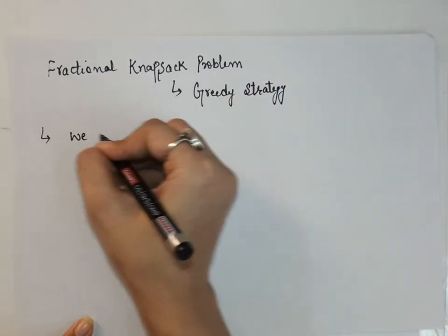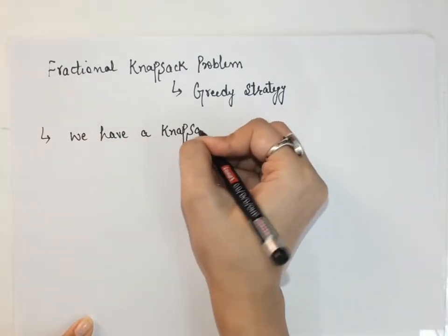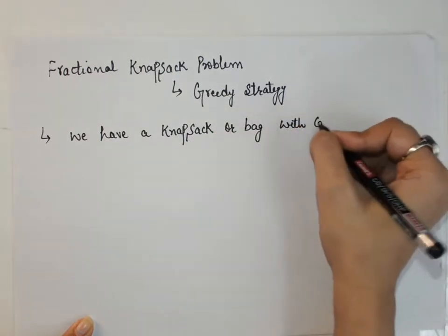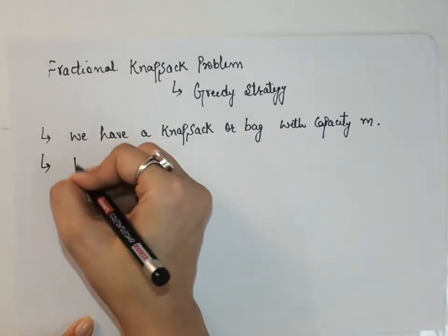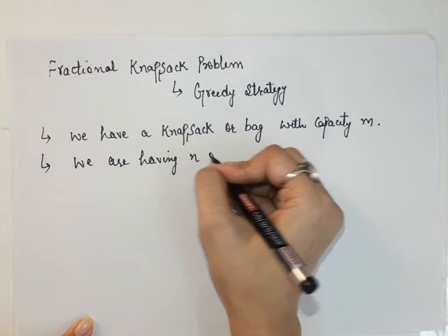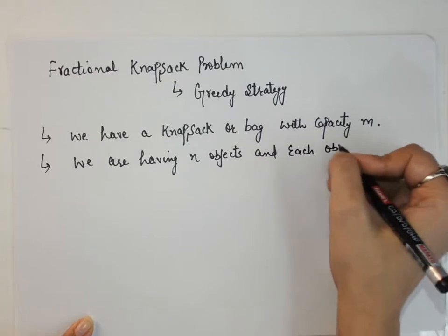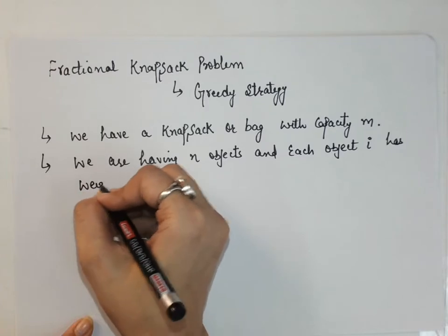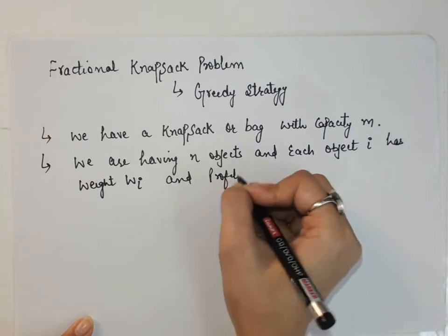In this we have a knapsack or a bag with capacity M. And we are having n objects, and each object i has some weight Wi and some profit Pi.